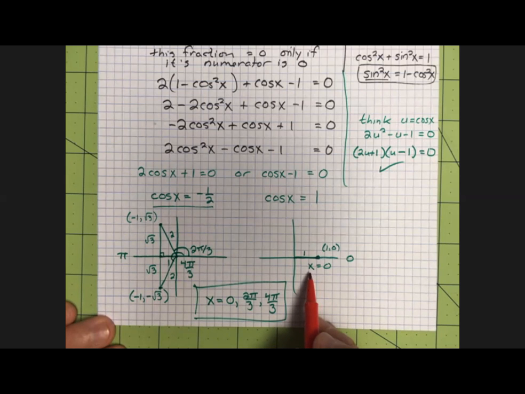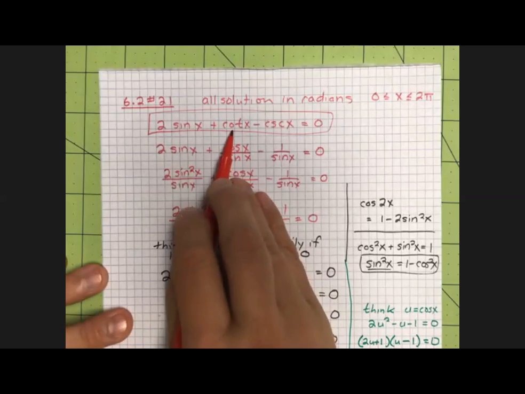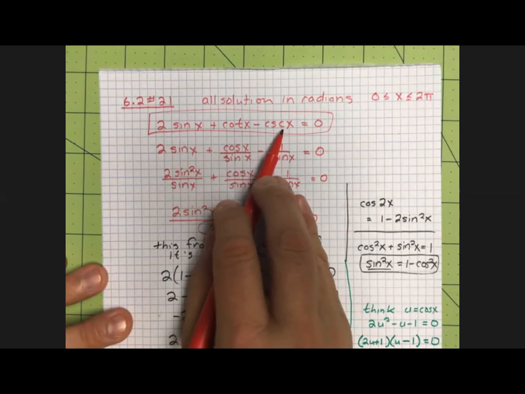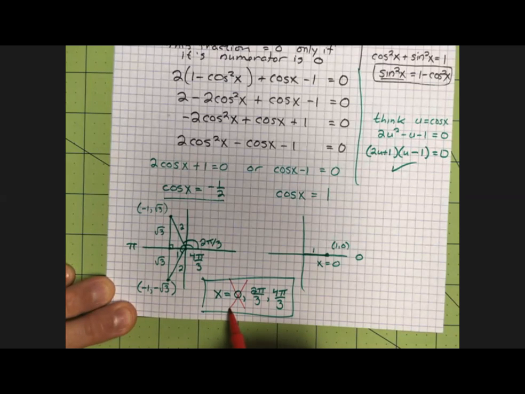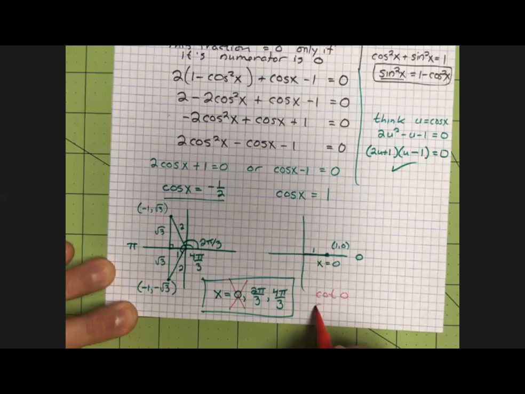I can't use this as an answer. And why can't I use it as the answer? Because the sine of 0 is 0. And so cotangent of 0 is not defined, and cosecant of 0 is not defined. So I thought I had three answers, right? I've got to throw that answer out. The cotangent of 0 and the cosecant of 0 are not defined. So that's not a legitimate answer. So now I just have two answers.